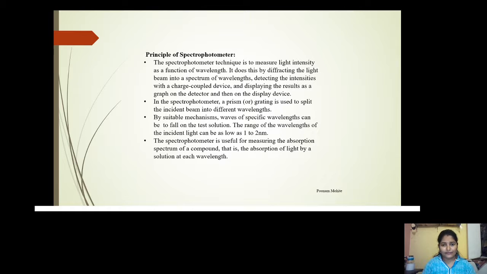In the spectrophotometer, a prism or grating is used to split the incident beam into different wavelengths. By a suitable mechanism, waves of a specific wavelength can be made to fall on the test solution. The range of wavelengths of the incident light can be as narrow as 1 to 2 nanometers. The spectrophotometer is useful for measuring the absorption spectrum of a compound, that is the absorption of light by a solution at each wavelength.